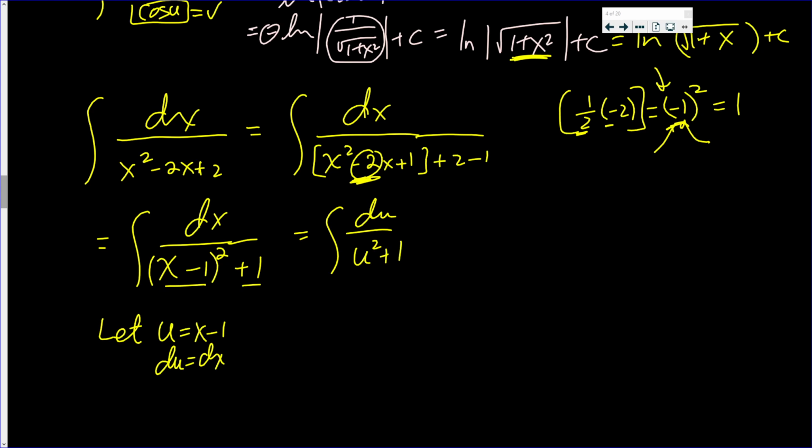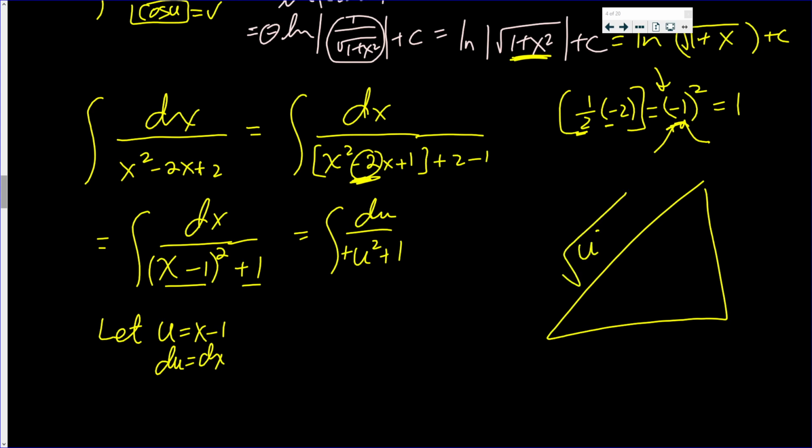And what you can do is draw your triangle. Everything's positive. The sign in front of the u squared is positive. The sign in front of the 1 is positive. That means the whole thing goes on the hypotenuse with the square root. The square root of that goes here, the square root of that goes there. I could have switched the order of those two.